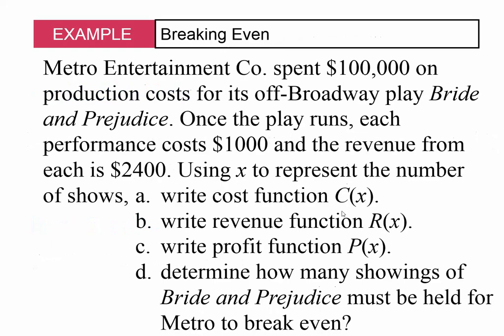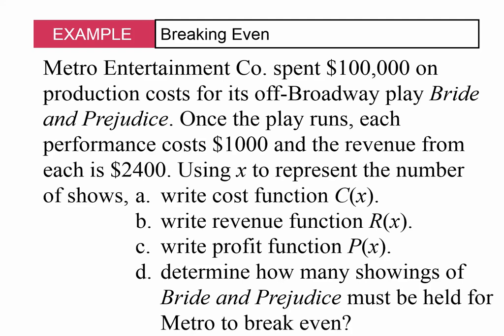Okay, anyway, so let's look at breaking even, and we'll finish off with this one. Today we'll just do one section. Slow down a little bit here. I'll adjust the calendar as we go. So Metro Entertainment Company spends $100,000 on production costs for its off-Broadway play. Once the play runs, each performance costs $1,000, and the revenue from each is $2,400.